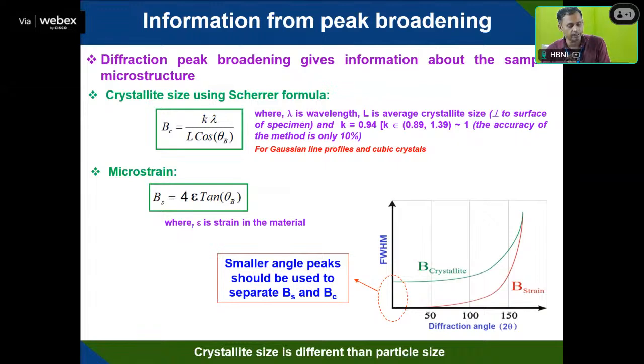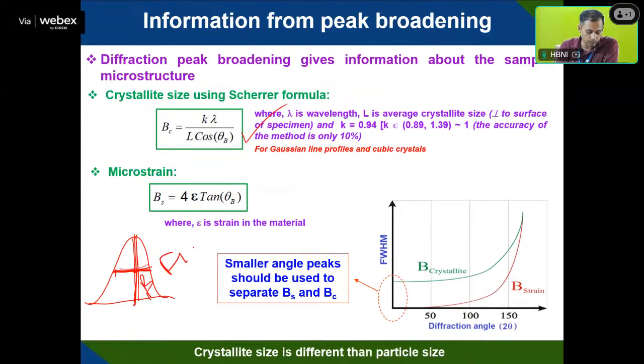Once those things are taken care of and the peak broadening due to instrumentation is separated, you will be able to find the crystallite size by using the Scherrer formula. From the peak broadening, this height is the full width at half maxima, that is FWHM, or B, as you see here, full width at half maxima.